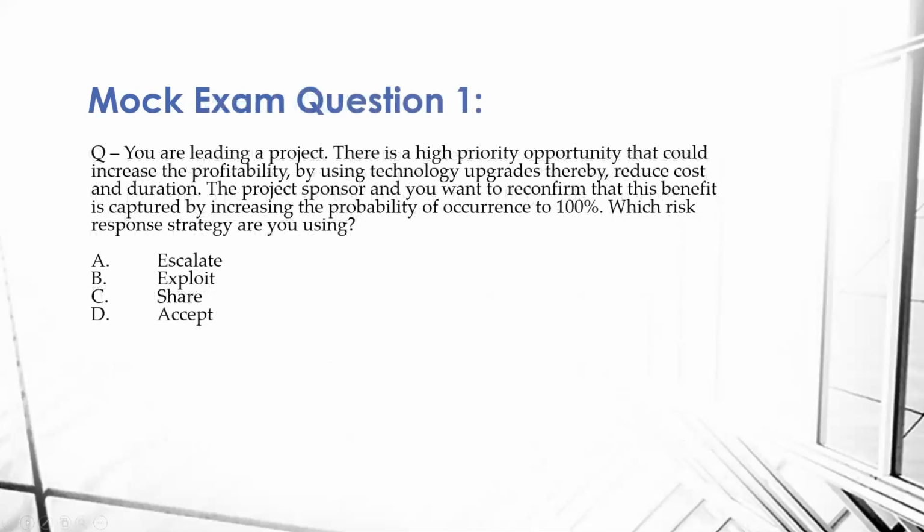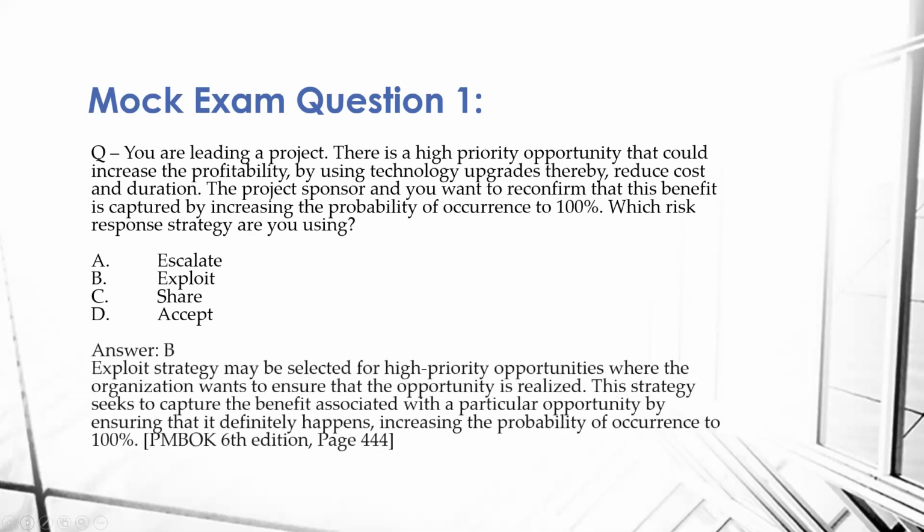Now let's look at real questions that you might find in your PMP exam. You're leading a project, and there's a high priority opportunity that could increase profitability by using technology upgrades, thereby reducing costs and duration. The project sponsor and you want to ensure that this benefit is captured by increasing the probability of occurrence to 100%. Which risk response strategy are you using? A, escalate, B, exploit, C, share, and D, accept. Pause the video, read the question, and try to pick an answer.